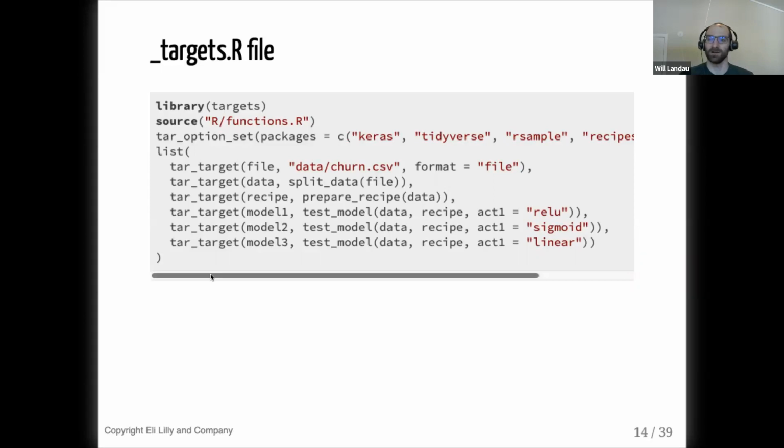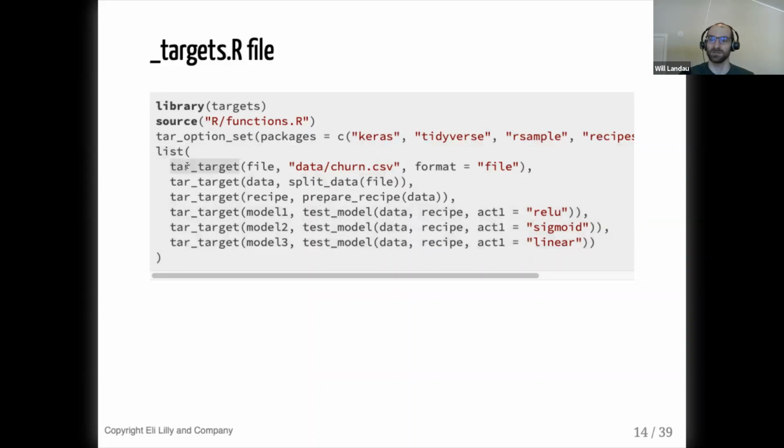This is our required targets file. It's the linchpin that glues everything together. It loads the packages that are required to define the pipeline, any functions and global objects that you choose, and it sets options, including the packages that are required to run the pipeline that the targets are going to actually use. And here are actually the steps of the computation.